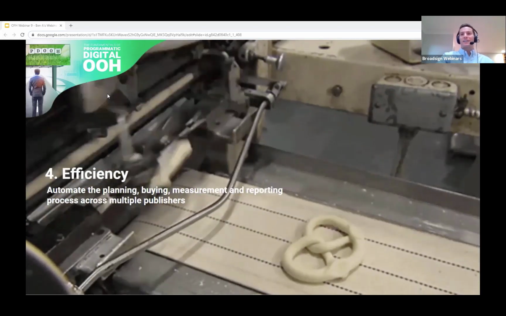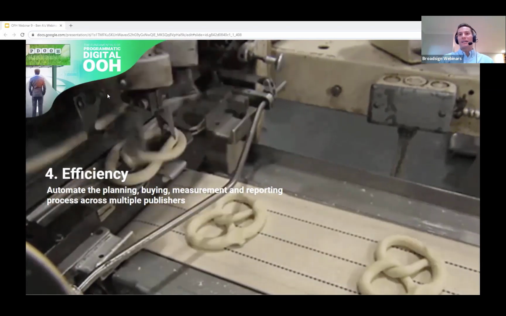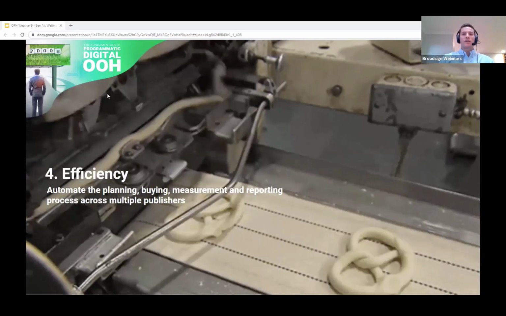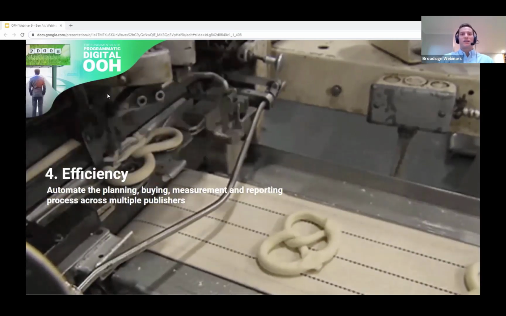And finally, the last key benefit of buying digital out of home programmatically is efficiency. Whenever we talk about the benefits that programmatic technology can bring, efficiency typically always gets a mention.